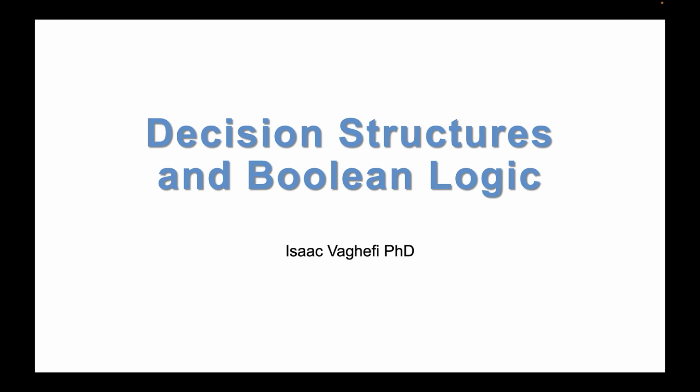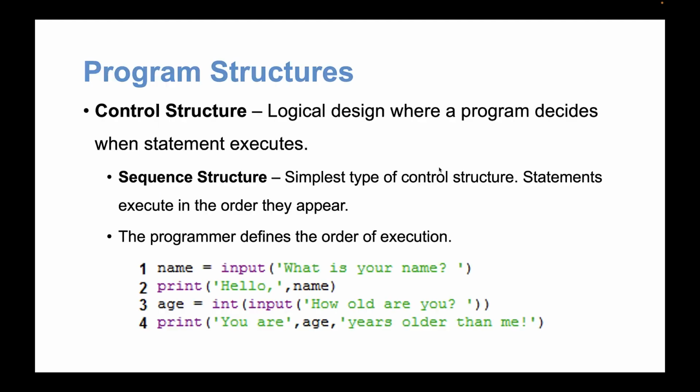In this video, I'm going to discuss Python's decision structure and Boolean logic. A little bit of background: the way we programmed until now was we used the sequence of code in order to define what the output of a program is going to look like. So a control structure is basically a logical design that controls the order in which a set of statements are going to get executed. So far we used the sequence.